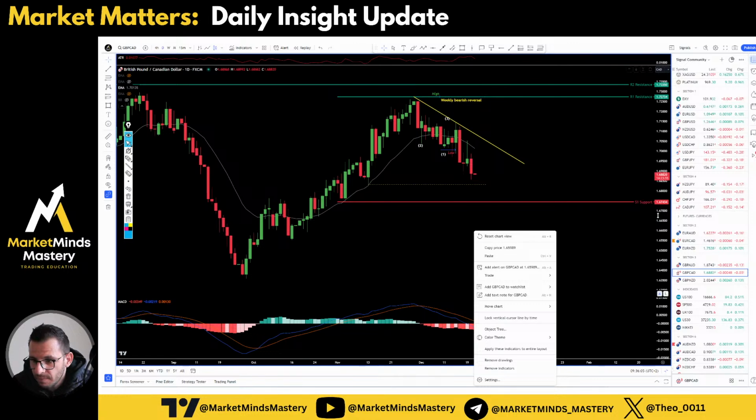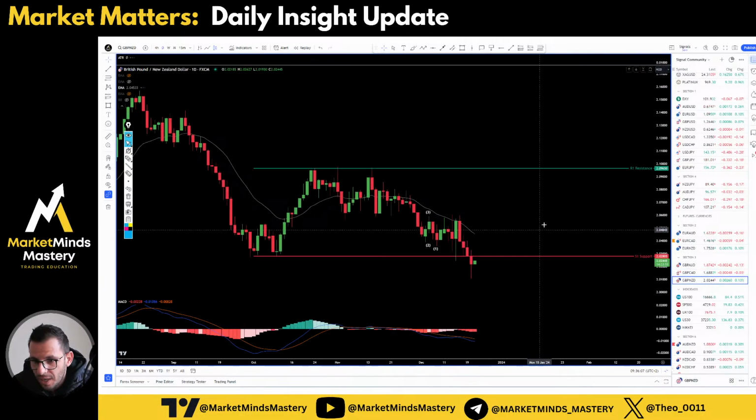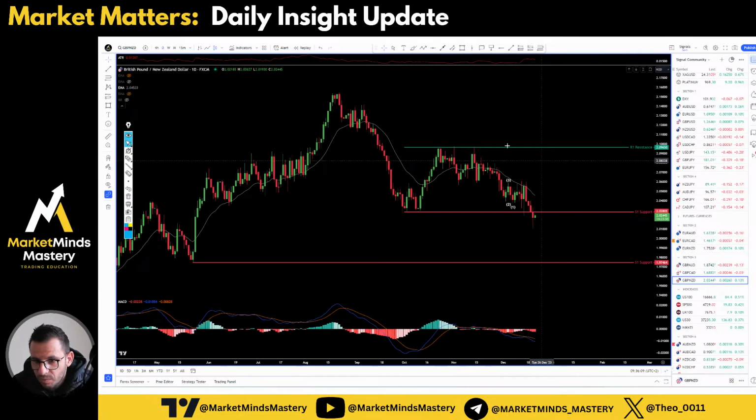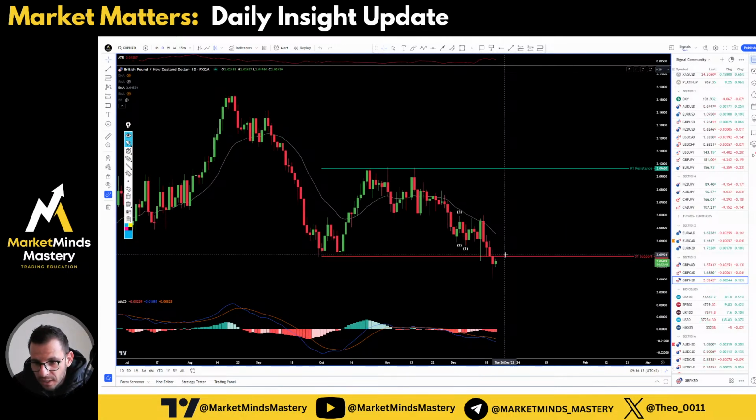That's my plan. And of course the Pound/Kiwi price broke below this strong support, and we want to see price stay below this support for 2 days in a row.